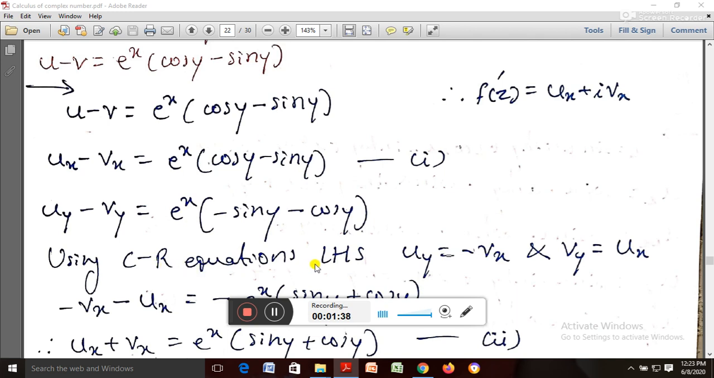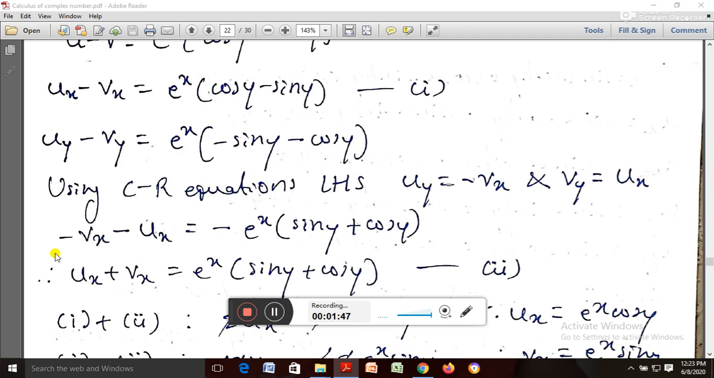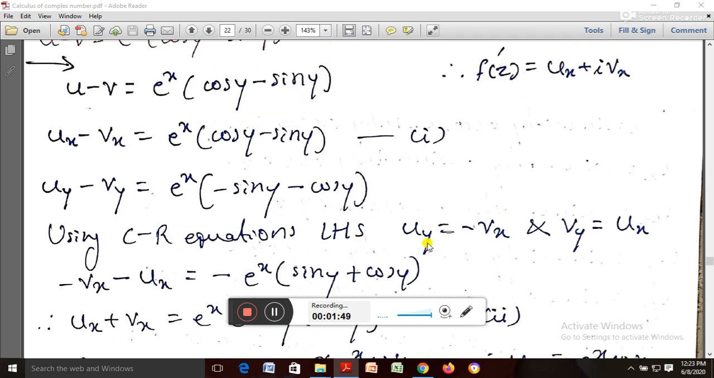Using the CR equations on the left-hand side, we know that uy is equal to minus vx and vy is equal to ux. We substitute the CR equations because we have to solve these two simultaneous equations. Here ux is there, here uy is there. Either you make it ux and vx, or you make it uy and vy by using the CR equations, so that we find u and v easily.